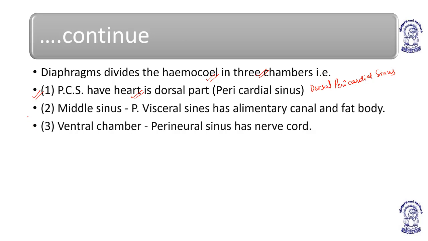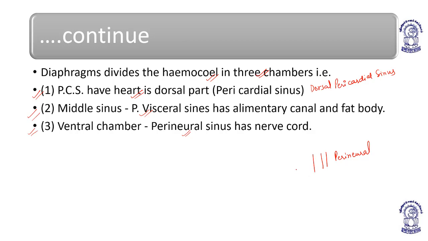In the middle is the perivisceral sinus, and the ventral is the perineural sinus. So the first is the pericardial sinus, which is dorsal, then the middle perivisceral sinus, and the ventral perineural sinus. On the ventral side, perineural. On the middle, perivisceral, and on the dorsal side, pericardial.